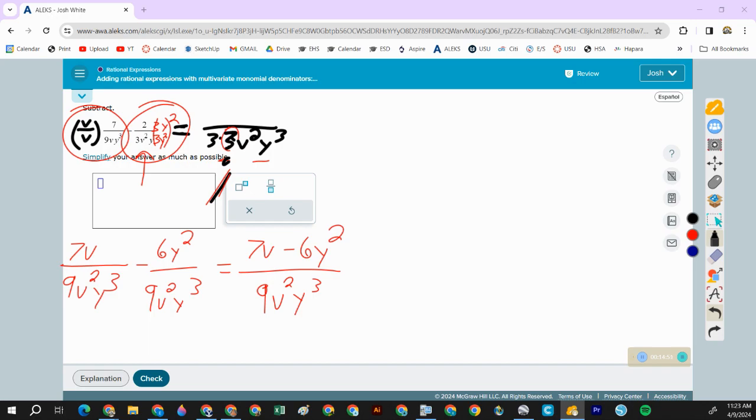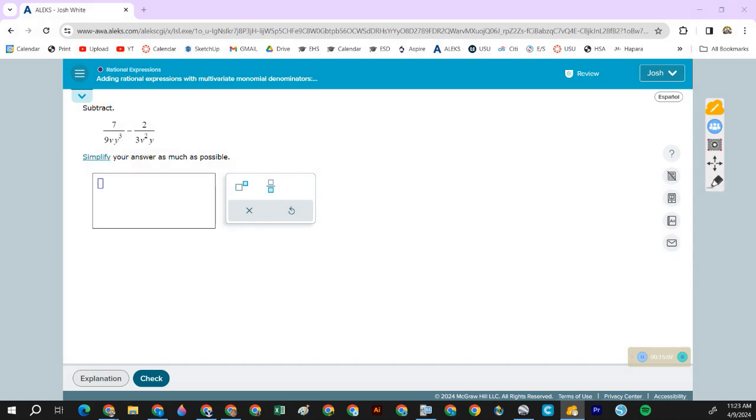And now I need to check to see if it factors. Does this factor? Do 7v and negative 6y squared have anything in common? No. So that's as far as it'll go. Okay, we're going to do a couple of these.